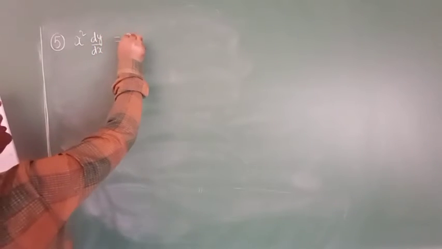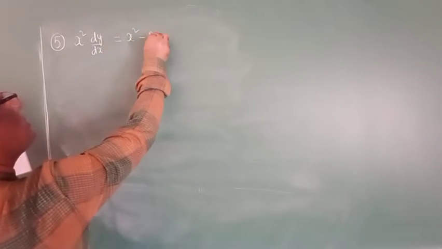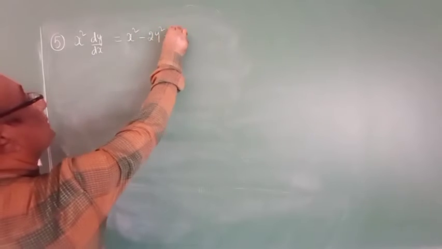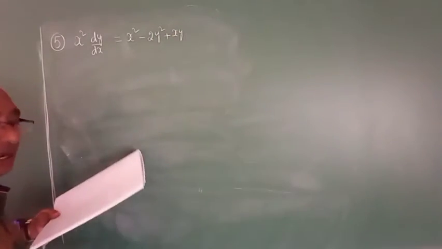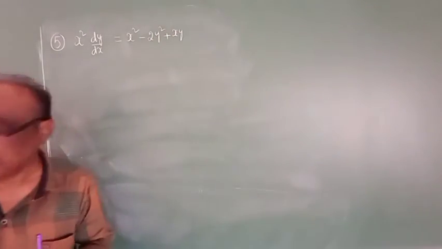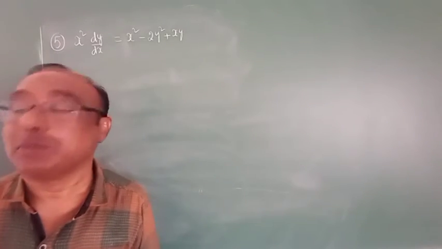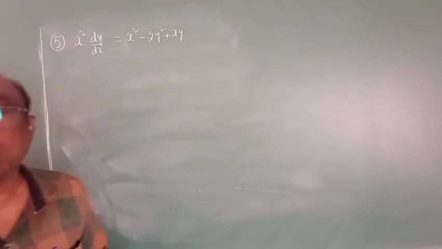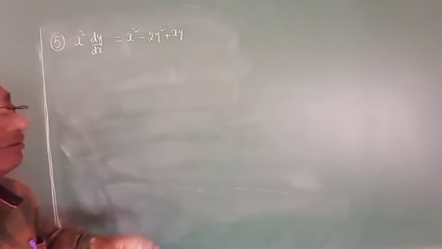Right. Everyone prepare. Write down the fifth problem: x square dy by dx is equal to x square minus 2y square xy. The xy terms are not possible to separate. Therefore, it is a homogeneous equation.